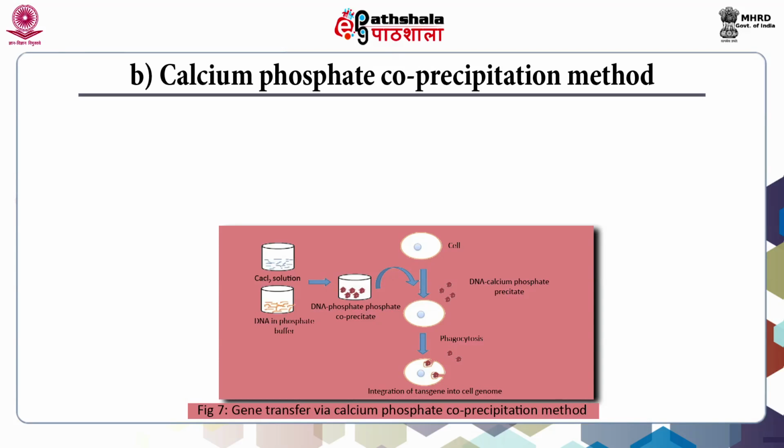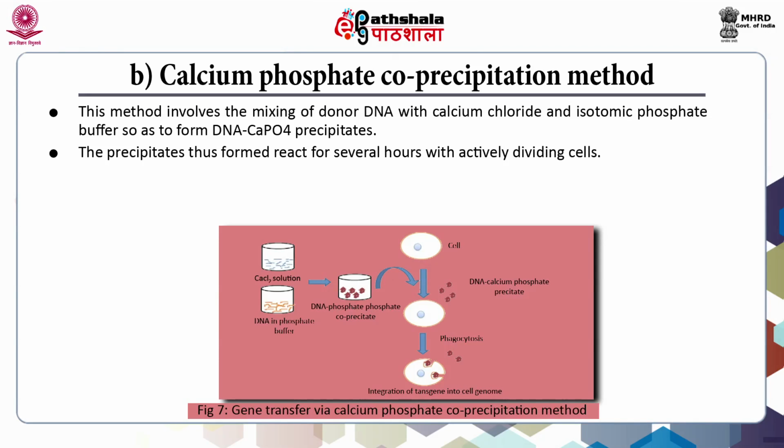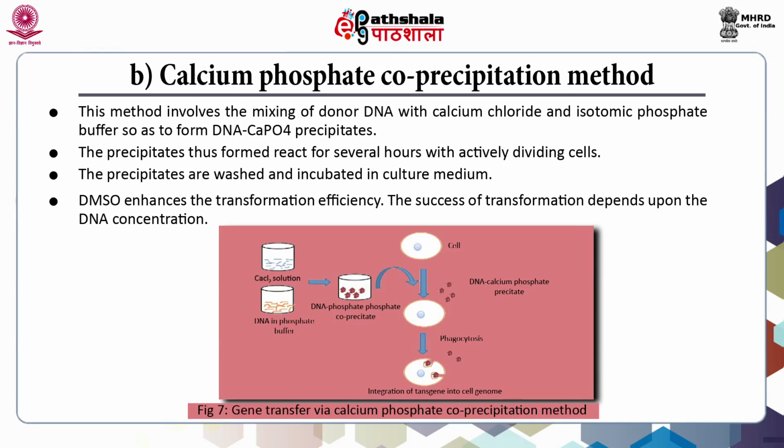Next chemical method is calcium phosphate co-precipitation method. This method involves the mixing of donor DNA with calcium chloride and isotonic phosphate buffer so as to form DNA calcium phosphate precipitates. The precipitates thus formed react for several hours with actively dividing cells. The precipitates are then washed and incubated in culture medium. DMSO, dimethyl sulfoxide, enhances the transformation efficiency and the success of transformation depends upon DNA concentration.